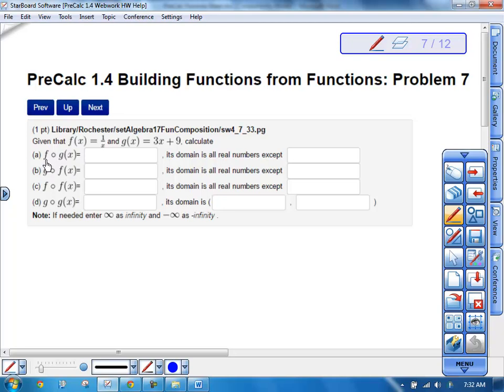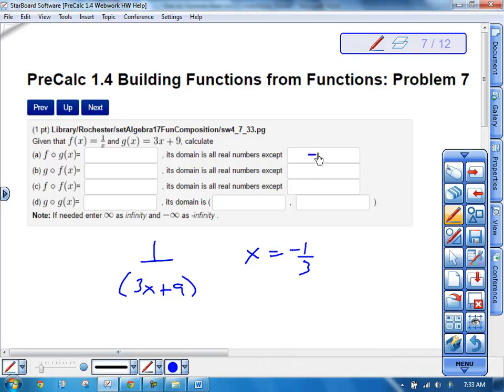Okay. First problem says find f of g of x. All right, so we're going to take g of x, 3x plus 9, we're going to stick it into f. So we have 1 over 3x plus 9. Okay, so now we need to look at the domain. So this would go here, and the domain is all real numbers except x equals negative 1/3.